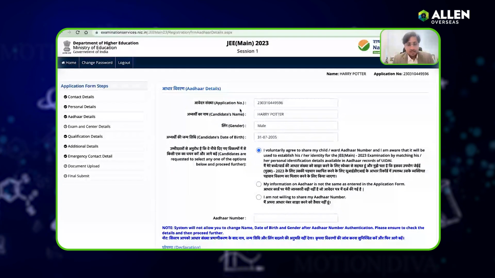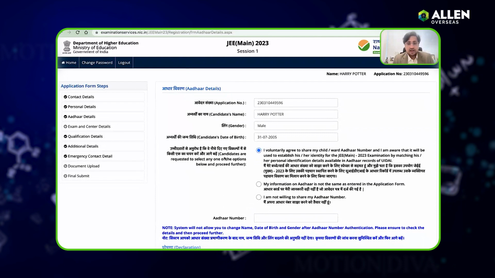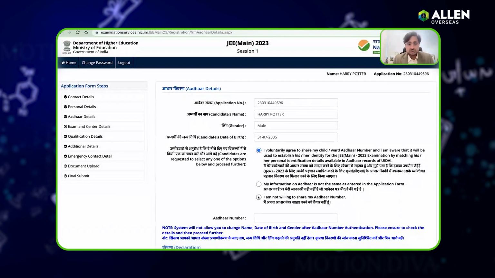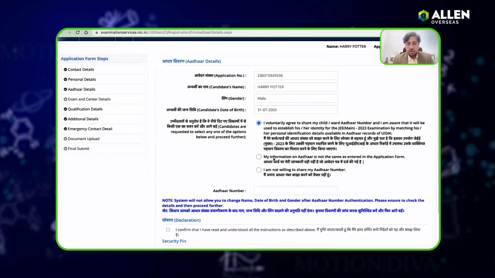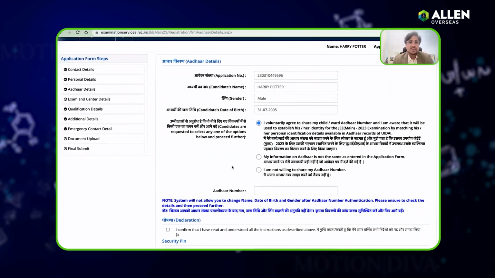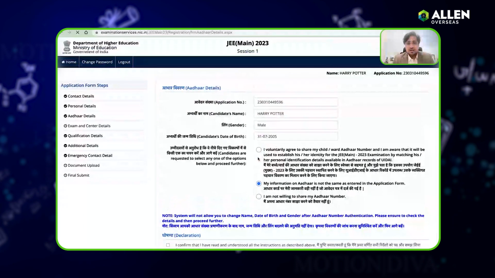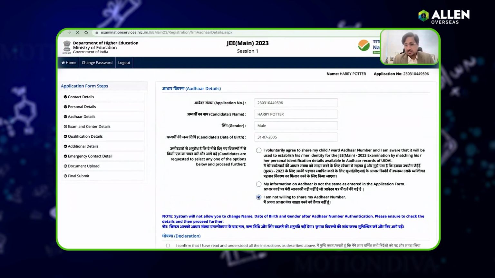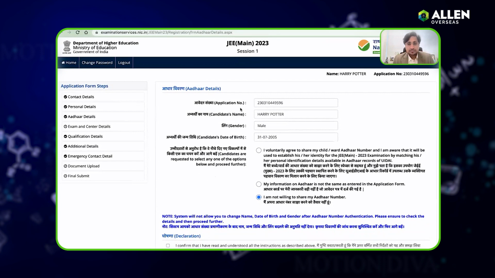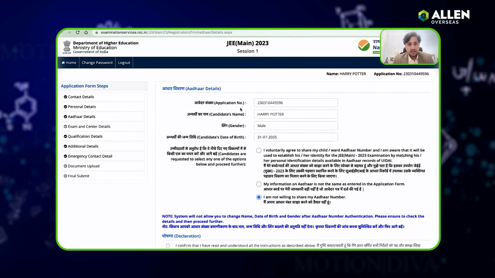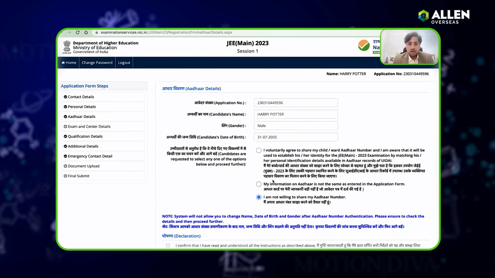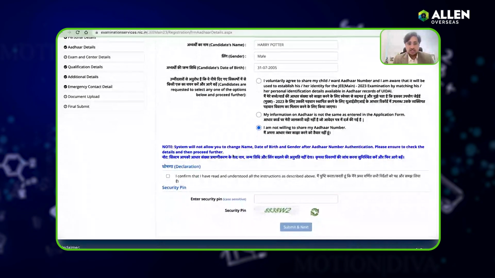Gyanin, I was just about to explain that even if you are not willing to share your Aadhaar number, it doesn't matter much. Once when I was filling the form, because it is asking for the Aadhaar number, and of course Harry Potter does not have an Aadhaar, I selected this, or I can even select this. There isn't any difference with respect to this. Yes, you can select anonymous attendee. You can select the second option. Even if you are not willing to share your Aadhaar number, you can select the third option also.